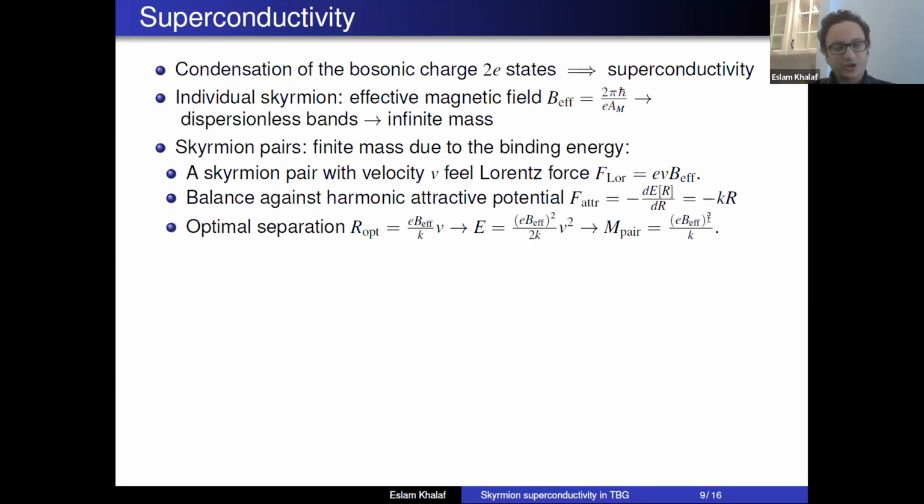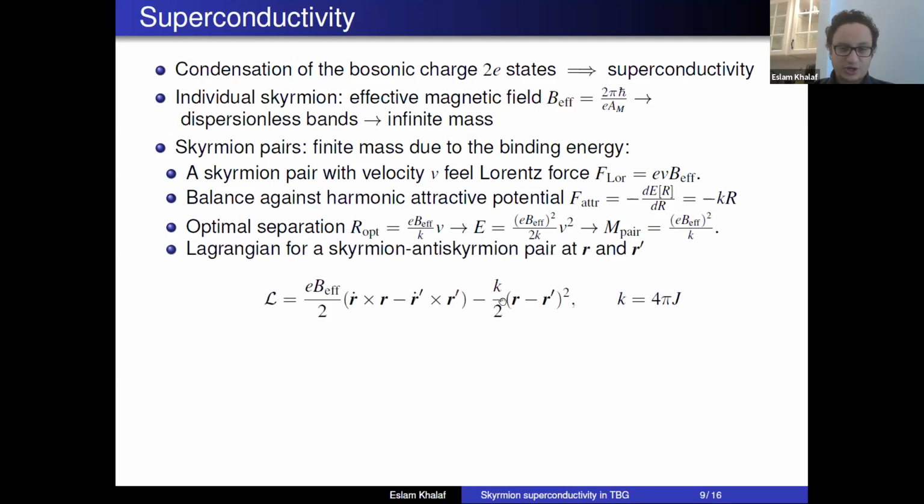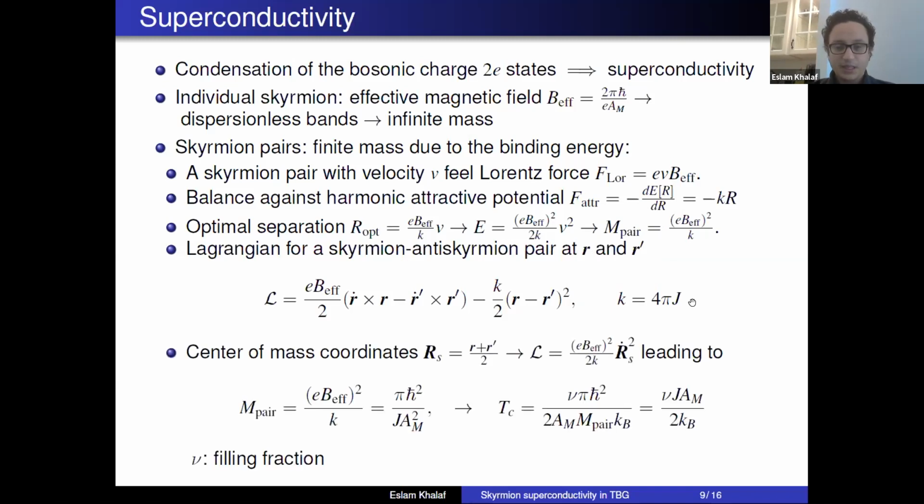This is a more rigorous way to derive this result, which is to write the Lagrangian for the skyrmion anti-skyrmion pair and expand the binding energy to quadratic order in the separation between these positions. And then we find that the spring constant is 4 pi times the antiferromagnetic coupling J. And then if we go to the center of mass coordinate and eliminate this relative coordinate, we can read off the mass from this Lagrangian.